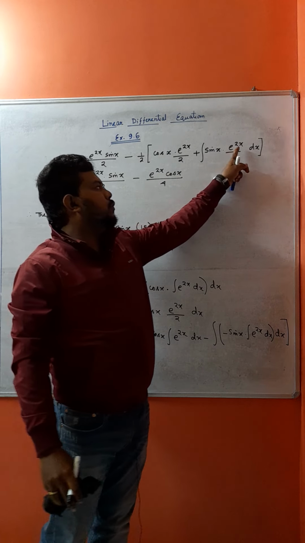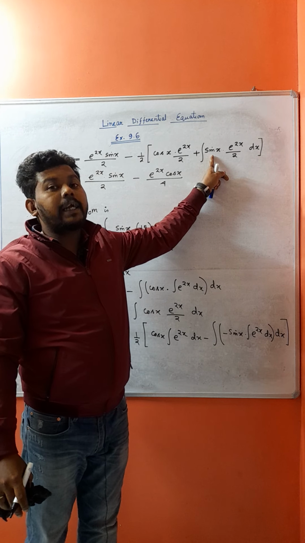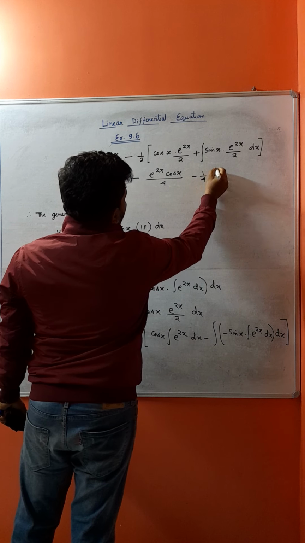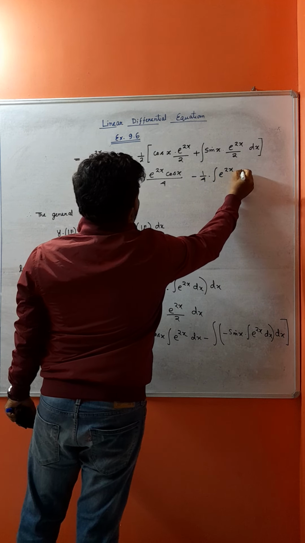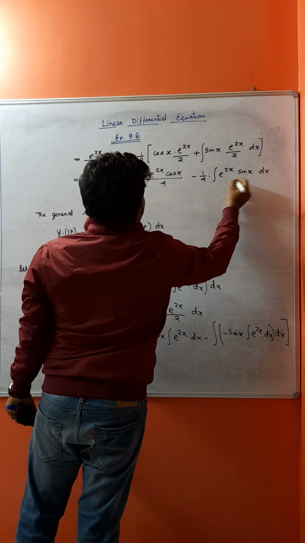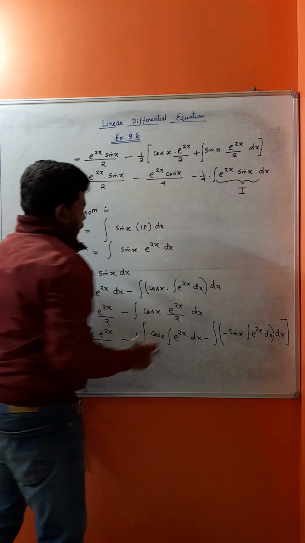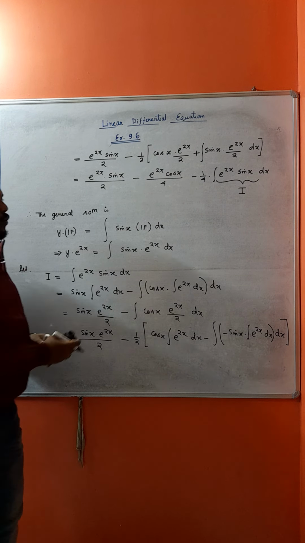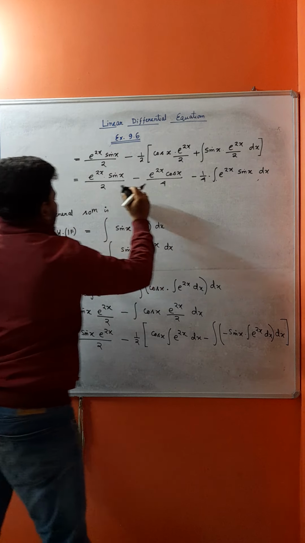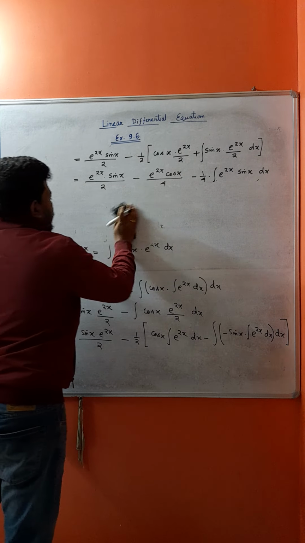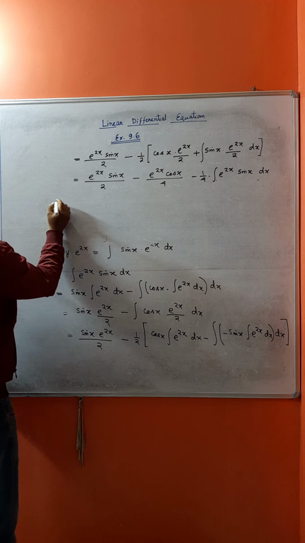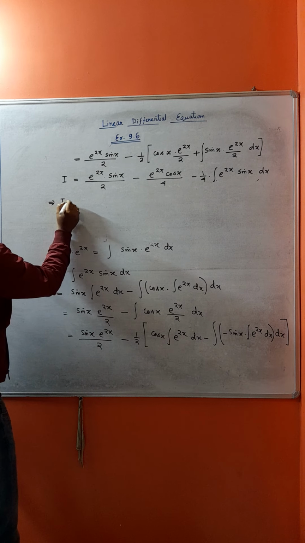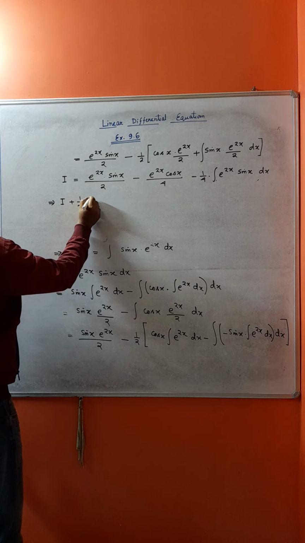What about this? e to the power 2x sin x. This is again I. So you can write minus 1 by 4 into e to the power 2x into sin x dx. This is nothing but I. As you know, I is equal to the integral of e to the power 2x into sin x dx. So this is I again. So we get I plus 1 by 4th of I.